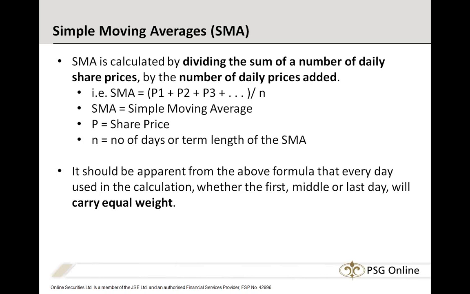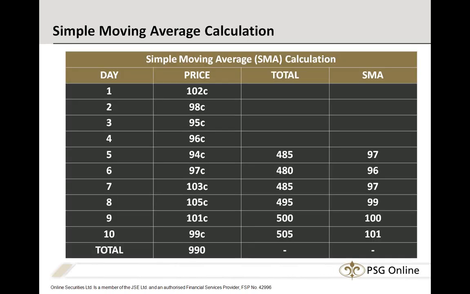Okay, so the main difference between all these is the weighting. A simple moving average carries equal weighting. It doesn't matter if you're looking at the first, middle, or last day. It has equal weighting, and you'll see what I mean by that. So here's an example. We've got the share price over a 10-day period going from 102 cents, and it drops every day: 98, 95, 96, 94, and it starts reversing: 97, 103, 105, 101, and so it goes down.